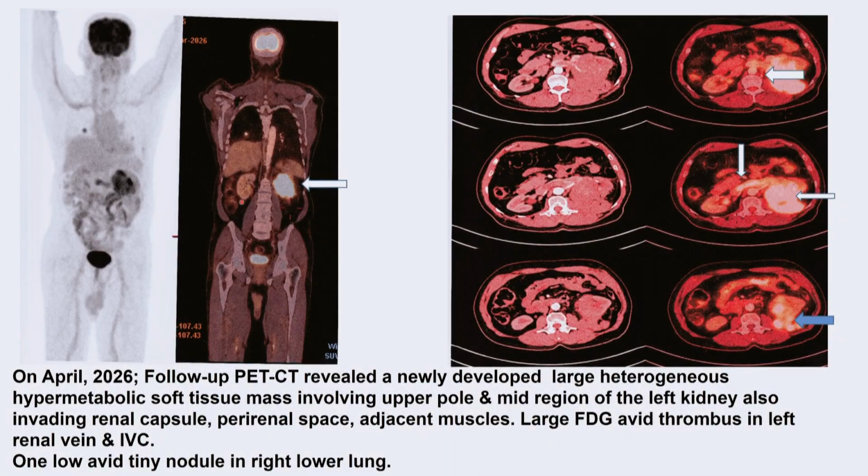After 42 months of follow-up, the patient developed a large heterogeneous hypermetabolic mass in the left kidney, also with tumor thrombus. We reported this case as a second primary, and this case was histologically proven as a new type of second malignancy, that was papillary type left renal cell carcinoma.